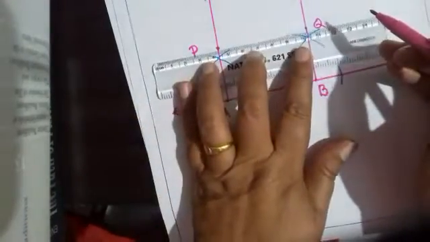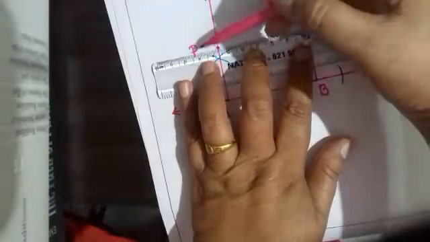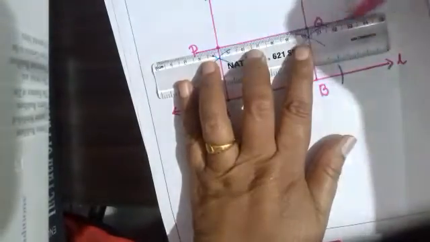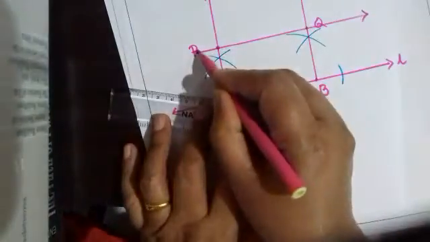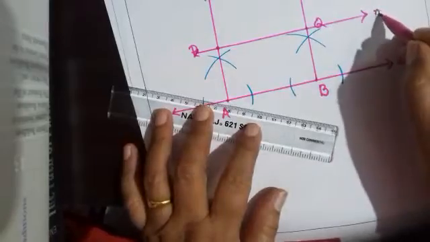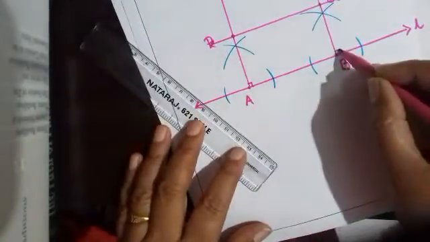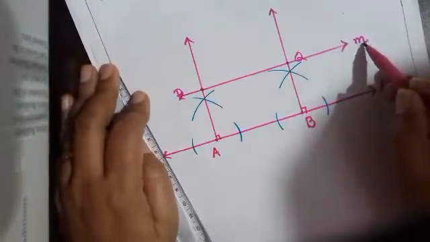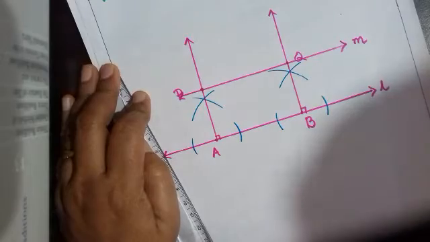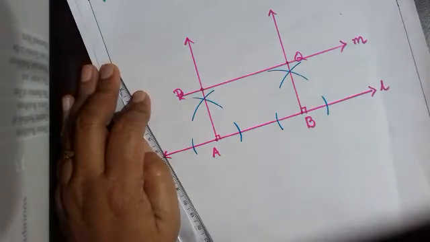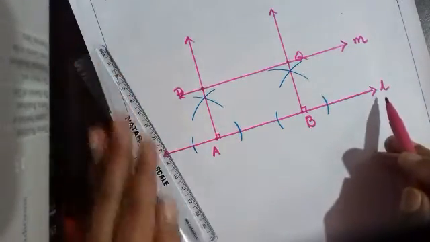Now we will join P to Q. Join P to Q and draw a line like this. Now this line is your line M. Now we have drawn perpendiculars, so we will give the perpendicular sign. Now the answer is: line M is parallel to line L.